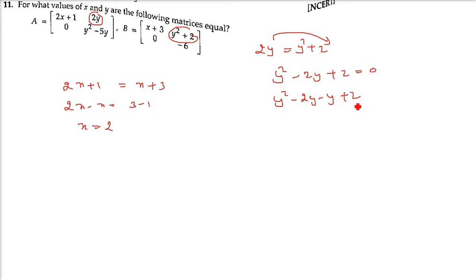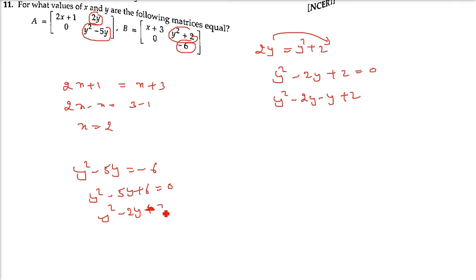Why these matrices cannot be equal for any value of y. So y square minus 5y equals minus 6. That means y square minus 5y plus 6 equals 0. So y square minus 2y minus 3y plus 6 equals 0. We have y minus 2 and negative 3 times y minus 2 equals 0. From here you get y equals 2 and y equals 3. Now coming back here, we'll use the Sridharacharya formula and I'll tell you what the problem is here.